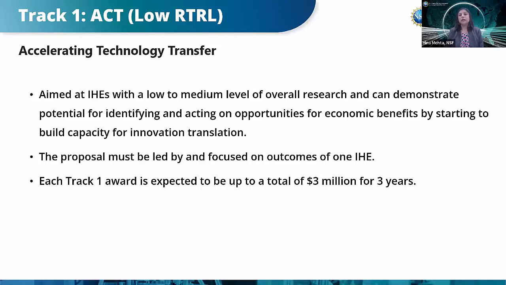This track is aimed at institutes of higher education that have a low to medium level of total overall research. These are institutions that may or may not have a tech transfer function as such, but they desire to develop and build their pipeline of innovations and entrepreneurship-related activity. So this track is ideal for those kinds of institutions, and the ideal applicant will be an institute of higher education. A Track 1 award is expected to be up to a total of $3 million for a total of 3 years.